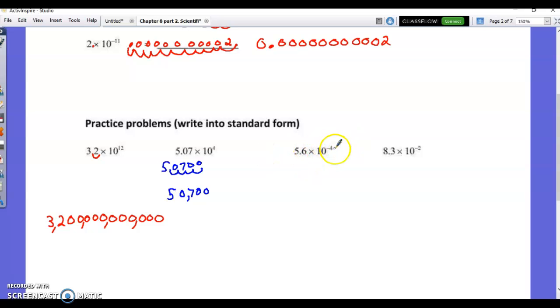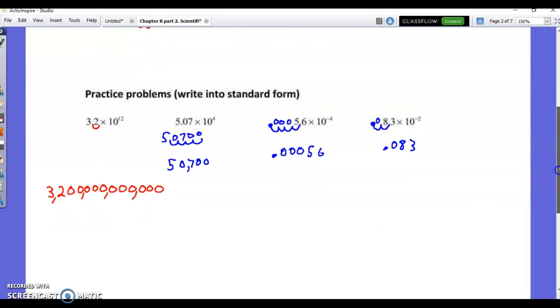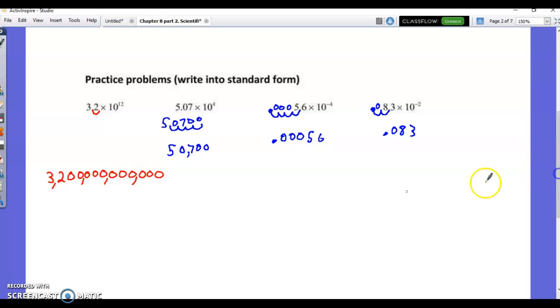A couple negatives, moving it the other way, right? So we got to go this way. 4 spaces. 1, 2, 3, 4. Put a dot there. Fill those with zeros. We got those 3 zeros in there. Make sure you make those loops wide enough so you know how many zeros to put in there. So this would be 0.0003056. This we only need to move negative 2, so 1, 2, that's a new decimal point, and we got the 0 there, 0.083. All right, that's pretty much scientific notation, going from standard form to scientific notation and scientific notation to standard form.